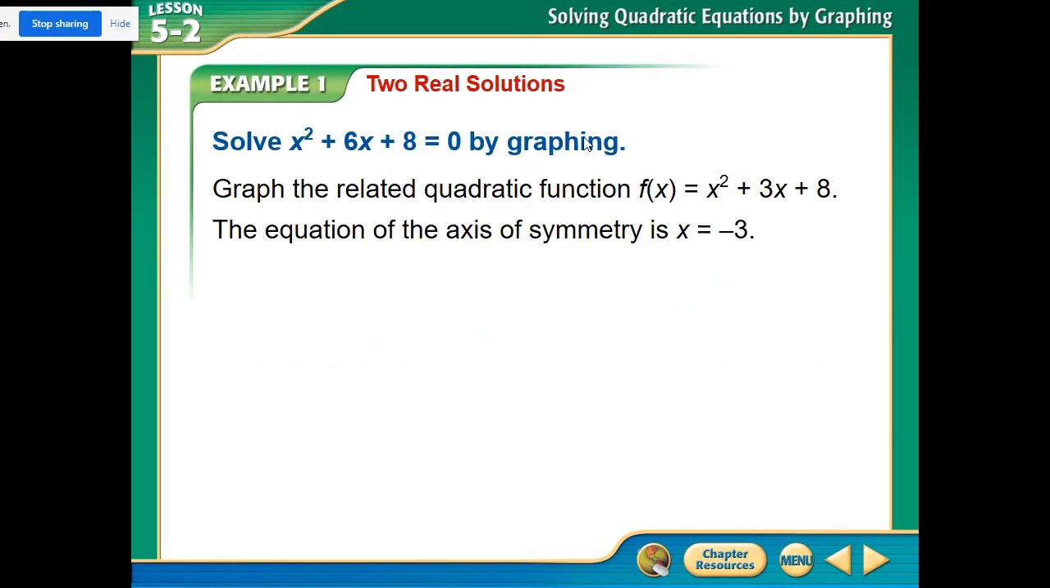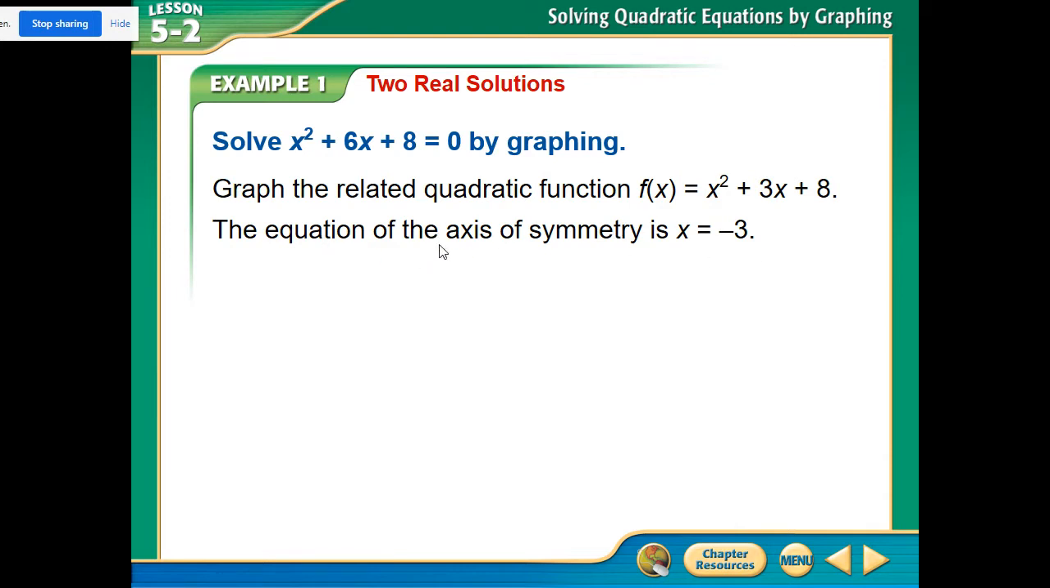All right, so something that's got two real solutions. Now, notice how this is written out. It's x squared plus 6x plus 8 equals 0. That will be typical. You always want to make sure that it does equal 0. Once you have it equal to 0, you want to put it as y equals as opposed to equals 0. That way we can graph it.